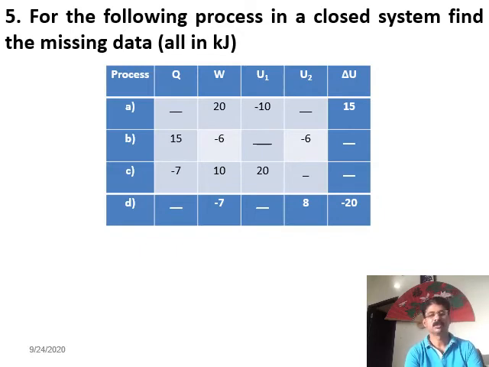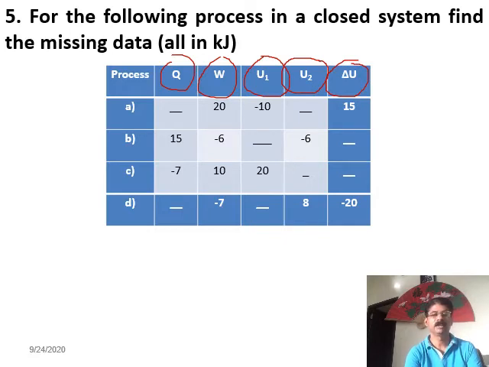For the following processes in a closed system, find the missing data. It's very interesting and very simple too. You are given 4 processes A, B, C, D. For each of these processes, a few of the values are given. So you have Q here, W, then initial internal energy, final internal energy, and delta U, which is nothing but final minus initial, U2 minus U1.